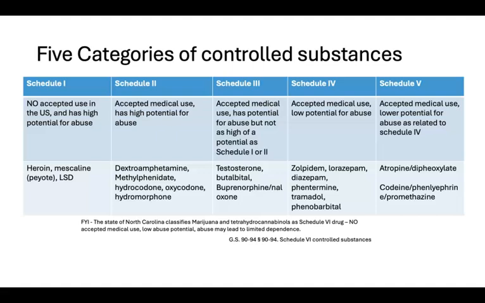You'll notice, based on the blurb at the bottom, that North Carolina classifies marijuana as a Schedule 6 drug that has no accepted medical use. There's low abuse potential, and abuse may lead to limited dependence. Now, that's at this time in North Carolina. We know that multiple states are legalizing marijuana and using it as having medical indications, but currently in North Carolina, we are still including marijuana as a Schedule 6 medication.